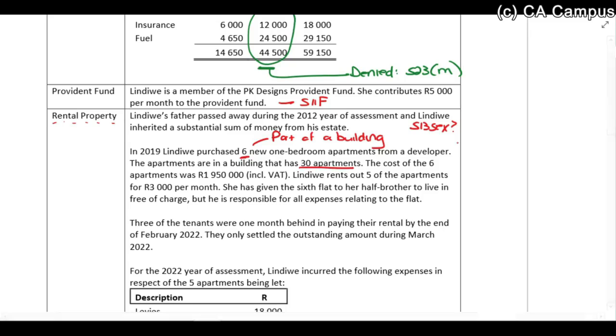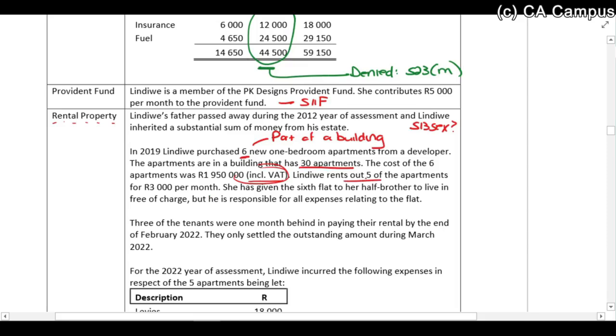The cost of the 6 apartments was 1,950 including VAT. Can she claim the VAT? I know she's not a VAT vendor, so obviously she can't. But even if she was a VAT vendor, could she claim it? No. Not if it's residential accommodation.